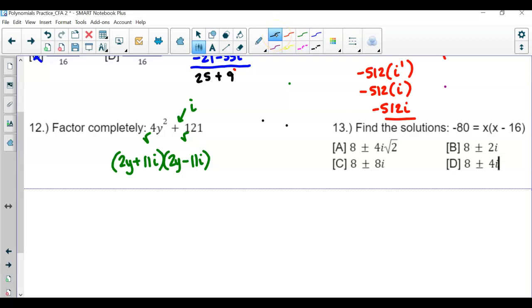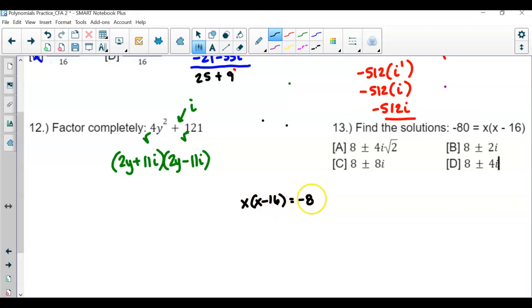But first, before I do anything, and some people get tripped up, this is the same as, it's just been switched on you. This is the same as x times x minus 16 is equal to negative 80. So I notice I need to distribute my x term here. So x squared minus 16x is equal to negative 80. Then of course, our equation always has to equal 0 because it's a quadratic. So we do need to add that 80 term to both sides. Can't combine it, so x squared minus 16x plus 80 is equal to 0.